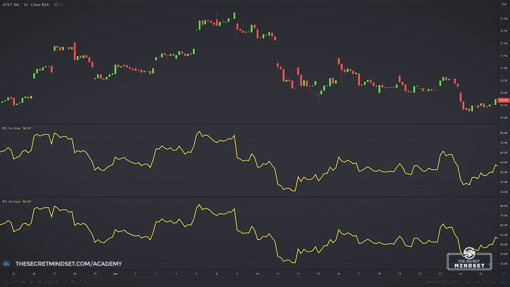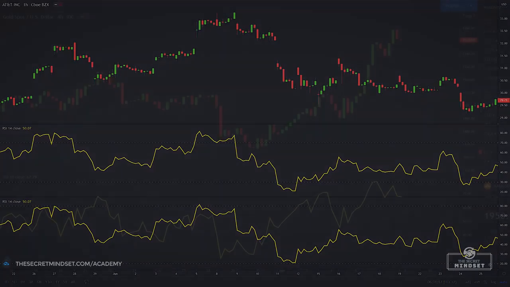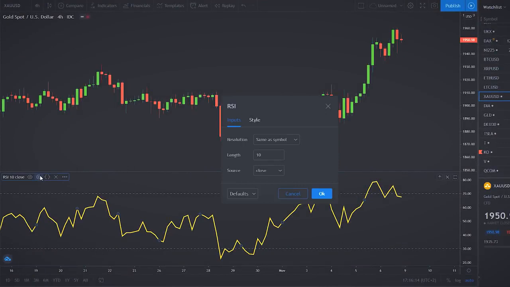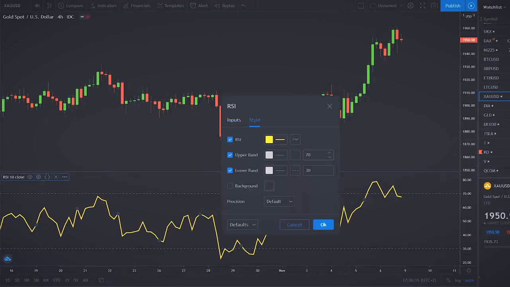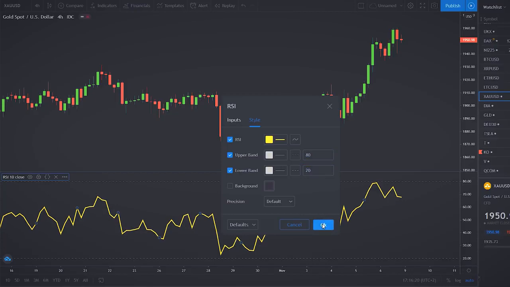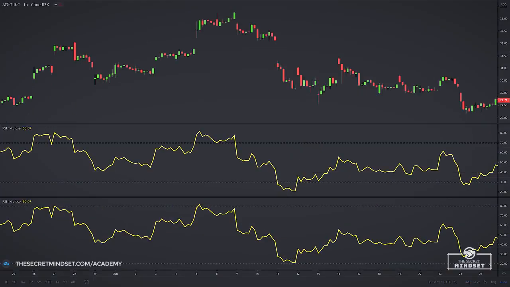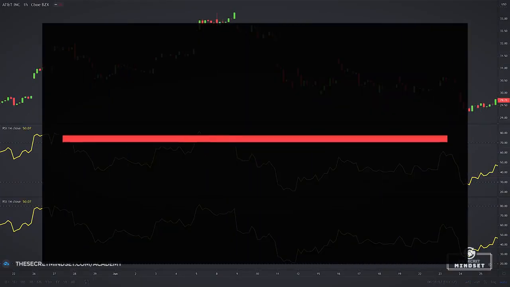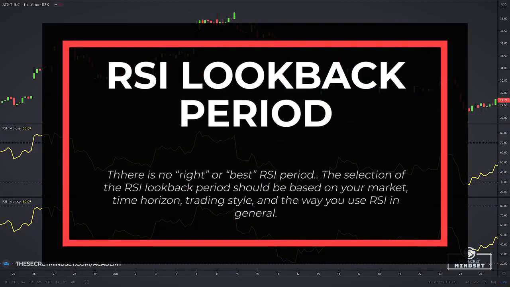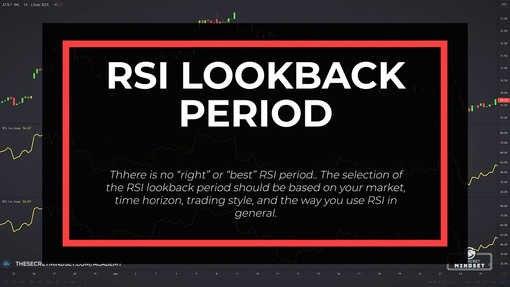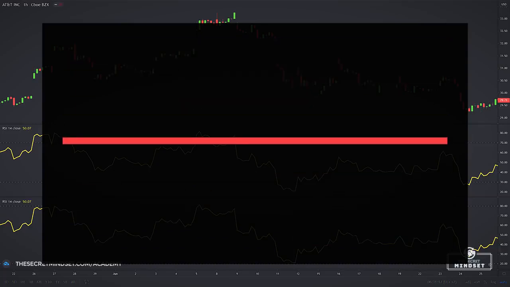RSI is considered overbought when above 70 and oversold when below 30. These traditional levels can also be adjusted to better fit the market you're trading. Raising the overbought to 80 or lowering the oversold level to 20 can help you to reduce the number of signals. The truth is that there is no right or best period, and being consistent is more important than the exact number itself. The selection of the lookback period should be based on your data, time horizon, trading style, and the way you use the RSI in general.